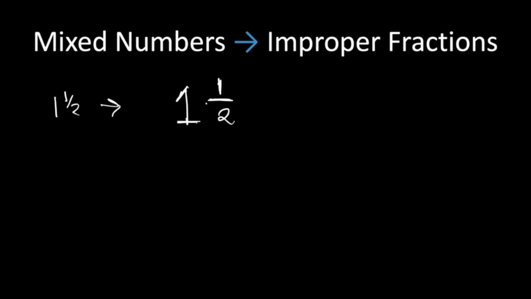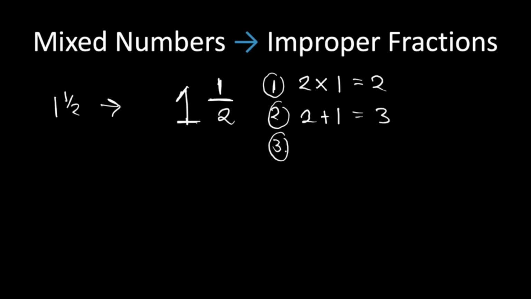So the method is, first step is to multiply the denominator by the integer. So 2 times 1, which equals 2. And then step 2 is you add the product of the denominator and the integer to the numerator. So 2 plus 1, which equals 3.